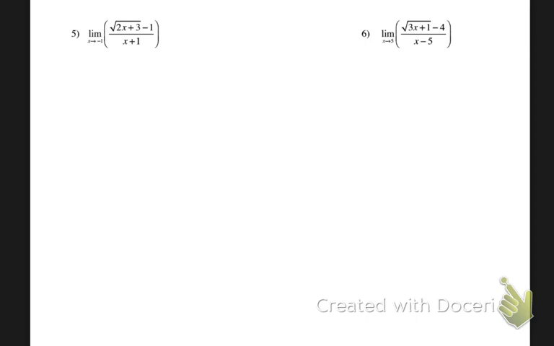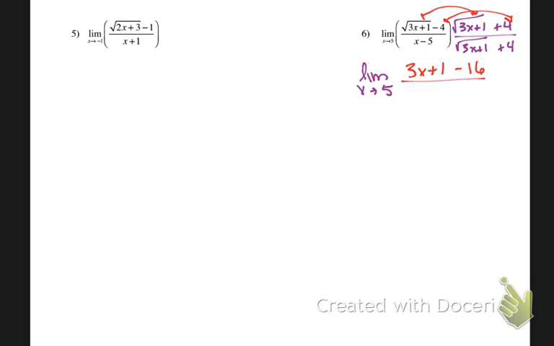And our last example, number 6, always try direct substitution first. We do get 0 over 0, so now we're going to multiply by the conjugate. So square root of 3x plus 1 plus 4, and same thing goes on the bottom. So as we multiply in the numerator, those first two terms, the square root's going to cancel, so 3x plus 1. Those second terms, we're going to get a negative 16. And again, don't multiply the bottom because we're hoping something will cancel.